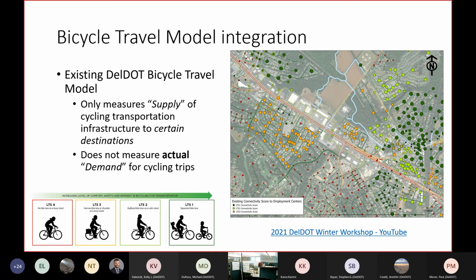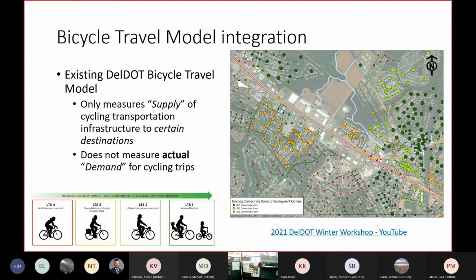Basically, it's a model we've developed at DelDOT using the level of traffic stress methodology, which breaks roads into a scale of 1 to 4: 1 being perhaps a child cycling by themselves, 2 being most of the population, 3 being a more aggressive and assertive cyclist, and 4 being you'll bike anywhere, right? So we rank all of the roads level 1, 2, 3, and 4.